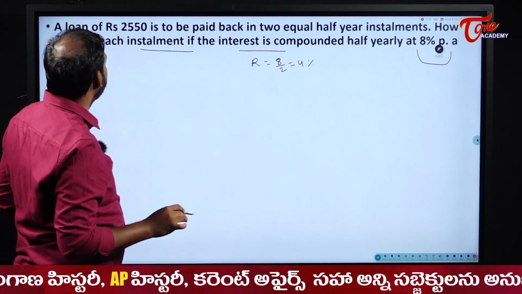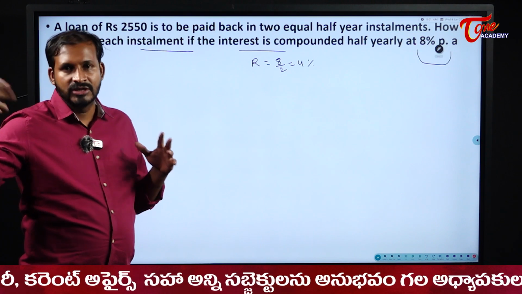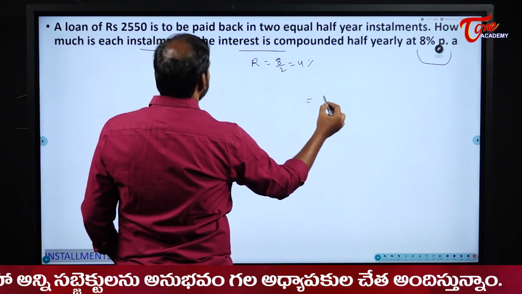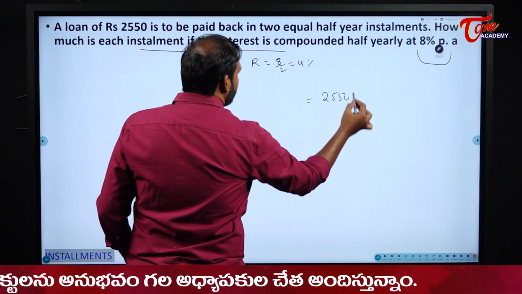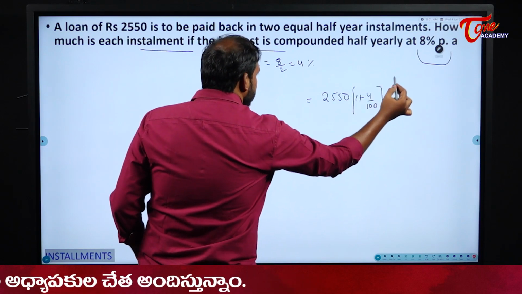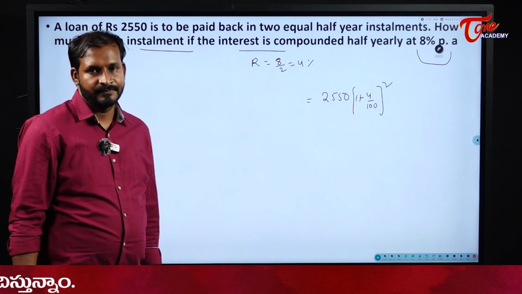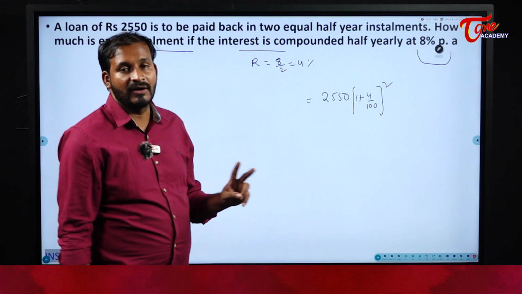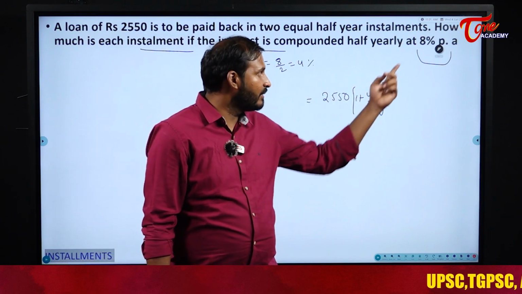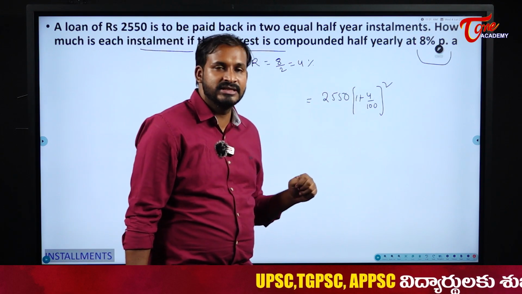What is the amount you need to pay here? 2550. How many installments? 2 installments. So the amount is equal to 2550 into 1 plus 4 by 100 whole square. Sir, the time period is 1 year, why are you writing 2? This is 2 equal half years, so that is the reason the time slots will double and the rate of interest will become half. Please do watch that compound interest video so that you will get an idea. This is the amount for us.